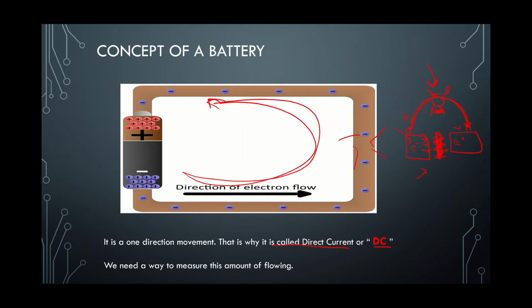Now, is it unlimited? Of course not. Why? Because we have only certain electrons here to be transferred to fill the holes here. Once you achieve the balance, the battery will become discharged. It becomes empty.